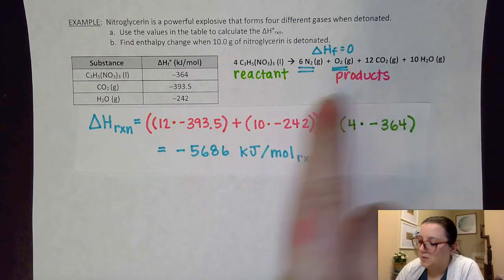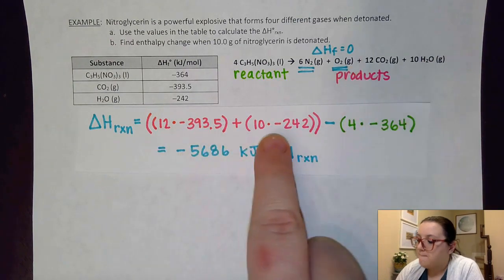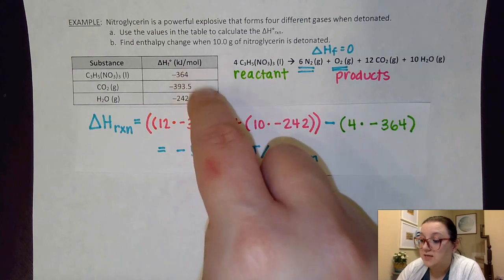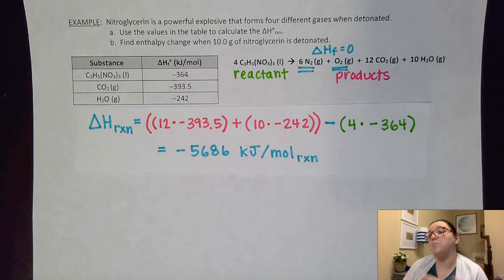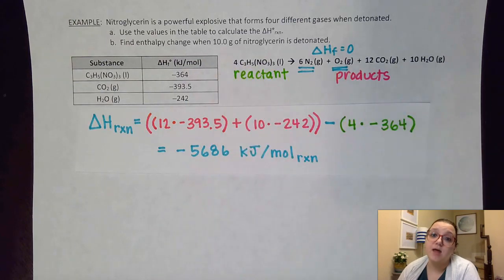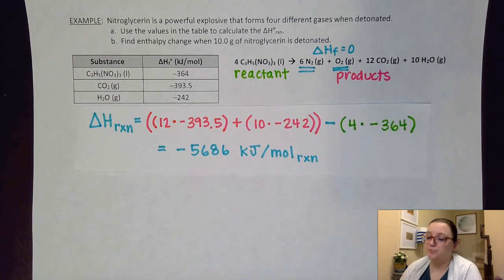So again, I did my products first minus my reactants. I made sure to take these heat changes that were originally per mole and multiply them by the number of moles that I had in my reaction. Okay, that got a value of negative 5,686 kilojoules per mole of the reaction.